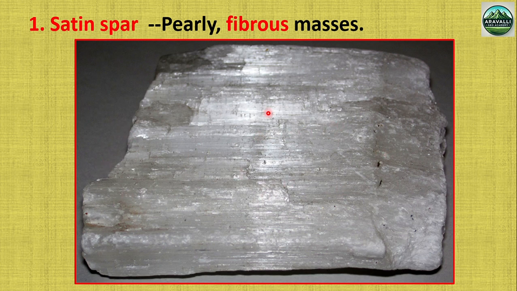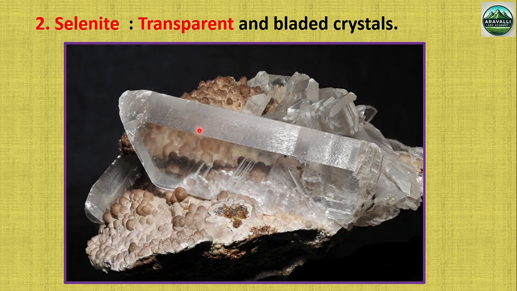So this is the fibrous variety of mineral gypsum known as satin spar. Now see, this is the transparent. So this transparent variety of gypsum is known as selenite. Okay, so this transparent variety, transparent mineral, is the selenite. Selenite is a variety of gypsum.